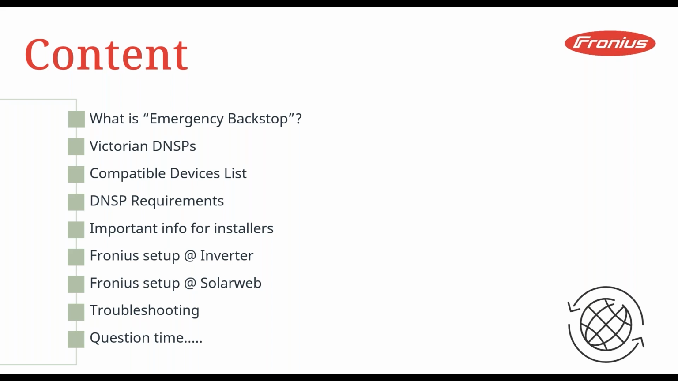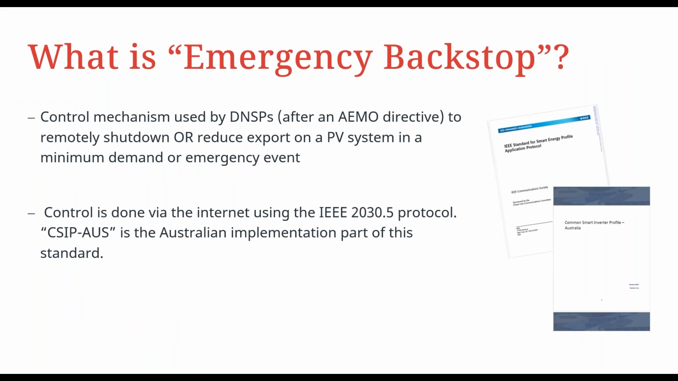Okay, so what is the emergency backstop? Basically it's a control mechanism which is used by the DNSPs. They've been forced to do this by AEMO, directing them to remotely shut down or reduce output or export on PV systems during a minimum demand event or an emergency event. The control is done via the internet, and the protocol is IEEE 2030.5. You may have heard the term CSIP-Aus, and that's the Australian implementation part of it. But you don't really need to know all that too much, just that it's via the internet, and it's a mechanism done by the DNSPs.